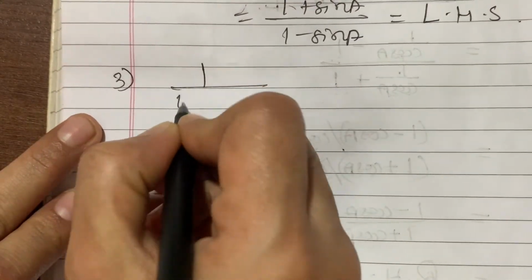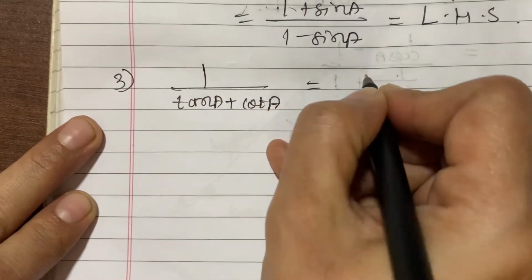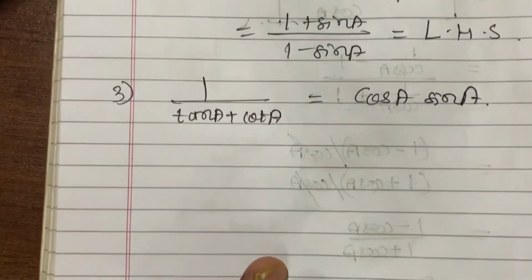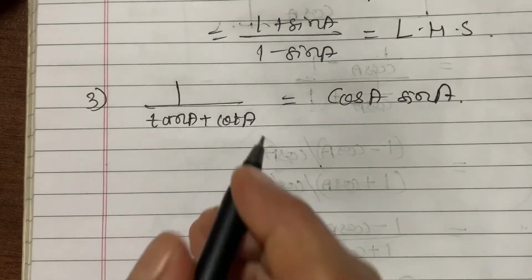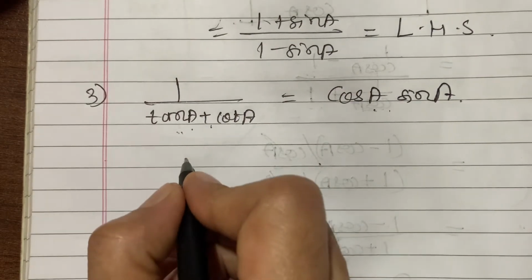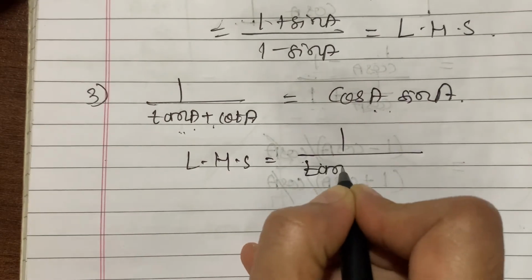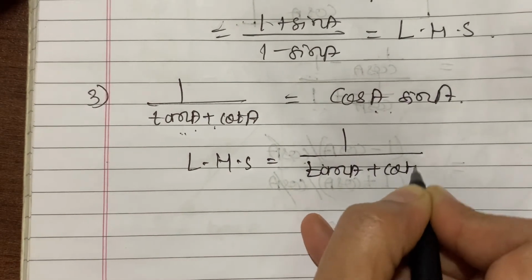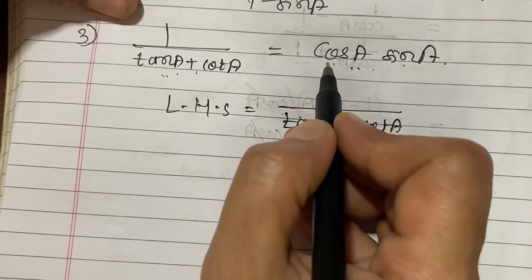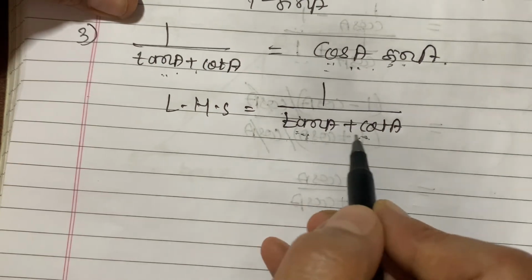1 upon tan A plus cot A is equal to cos A sin A. Okay. Yes. So this is LHS, this is RHS. This is simple, this is complicated. I will start from LHS. LHS is equal to 1 upon tan A plus cot A. Okay. As RHS is in the form of sine and cos ratio, I have to convert this into sine and cos.